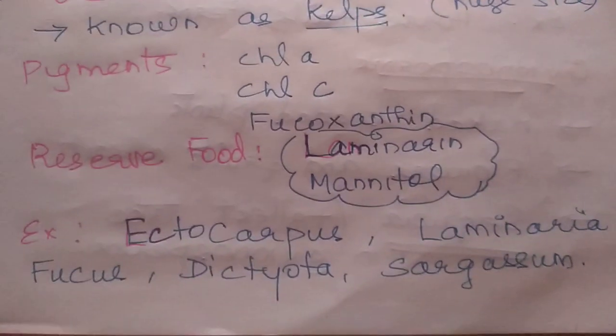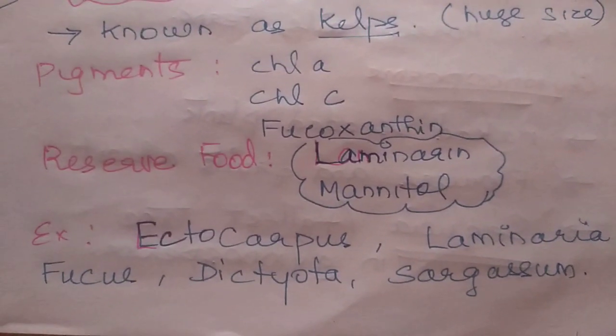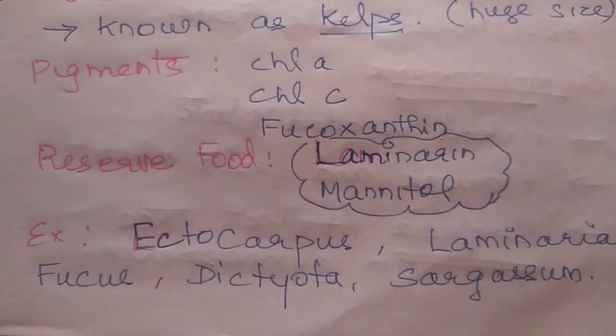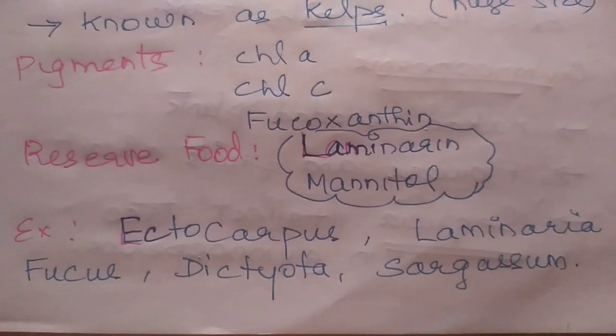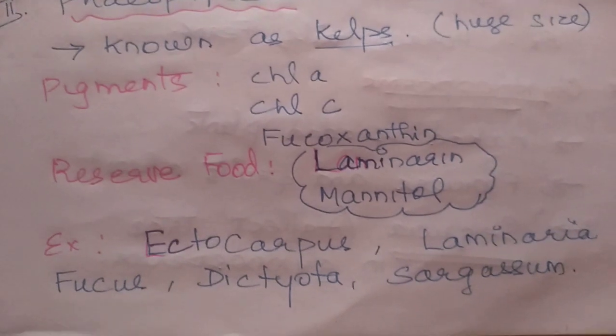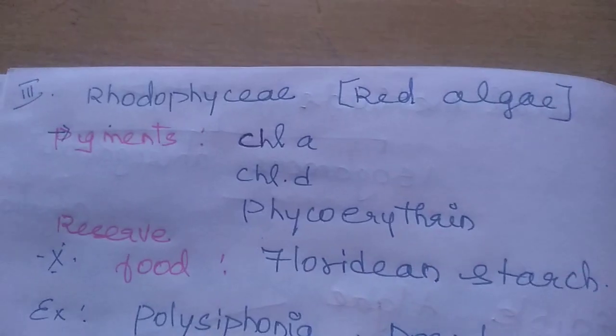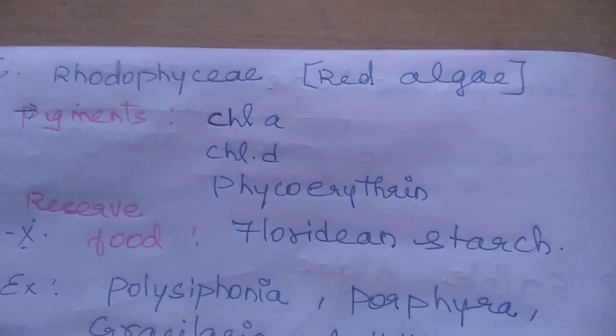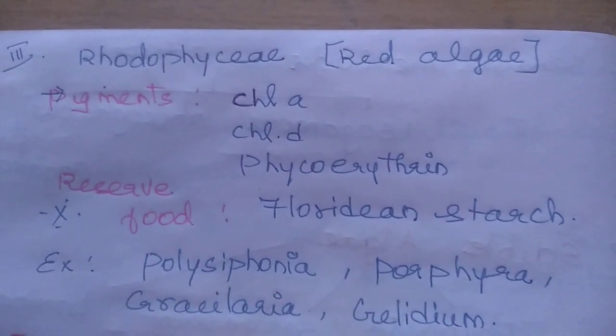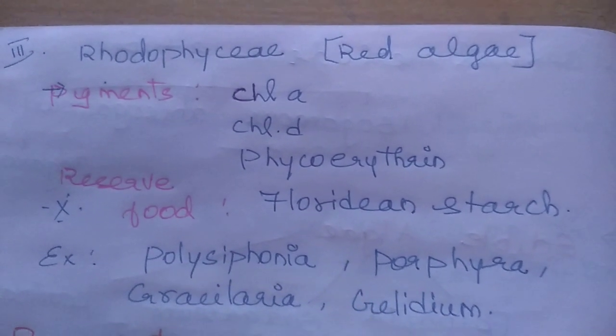So what is that brown color due to? It is due to the pigment fucoxanthin. So the members who went to that hotel wearing a brown dress are Ectocarpus, Laminaria, Fucus, Dictyota and Sargassum. And the next class is Rhodophyceae.